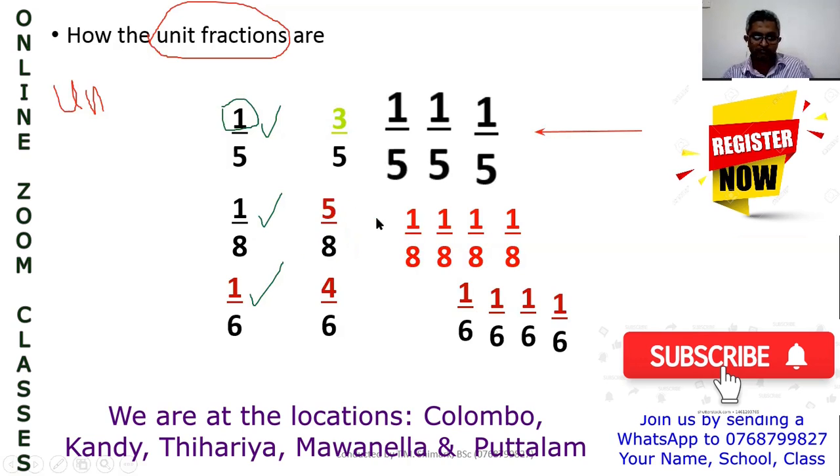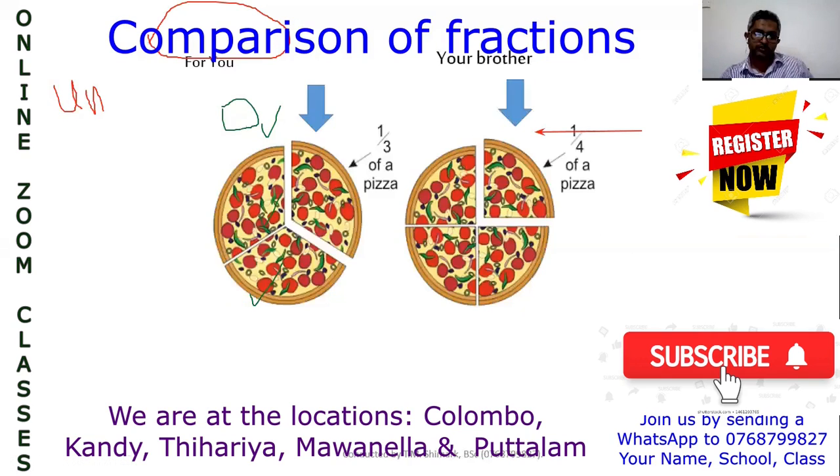1 time, 2 times, 3 times, 4 times, 5 times, right? Same thing like 4 over 6, 4 by 6, you can use 4 times unit fractions like this, 1 over 6, 4 times, right? So if I take the comparisons, I just want some comparisons to be done.